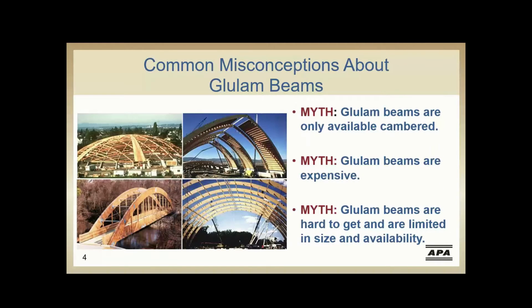Third myth, glulam beams are only available as cambered members. I talk to people, they say, oh, they always come cambered. While they are available as cambered, to negate the possible adverse effects of long-term deflection, uncambered beams are common and are readily available. Most residential applications require very little or no camber. Uncambered stock glulam is an ideal choice for these applications.